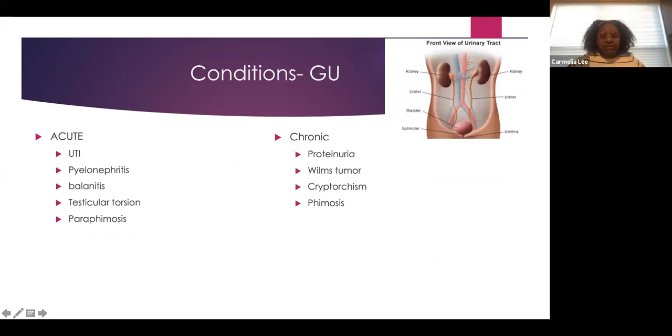So here are some comparisons of what's considered an acute problem versus chronic. This is not the end of the list, but these are some of the things you may see. The most common acute issue for the GU system is UTI. That could be recurrent problems, with or without symptoms, but you're going to have a lot of complaints for UTIs.